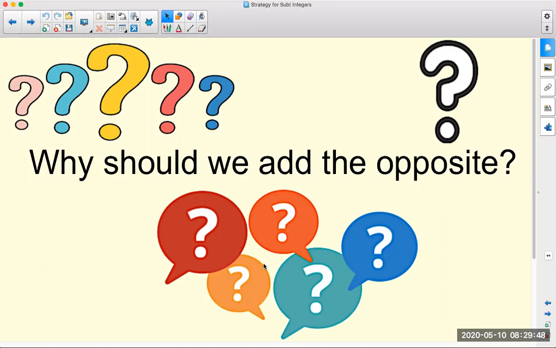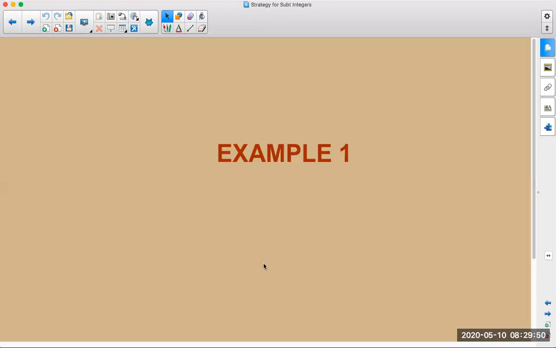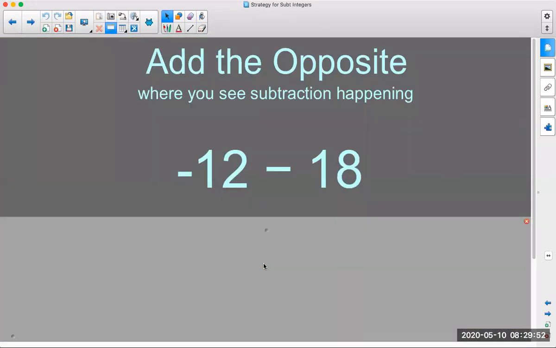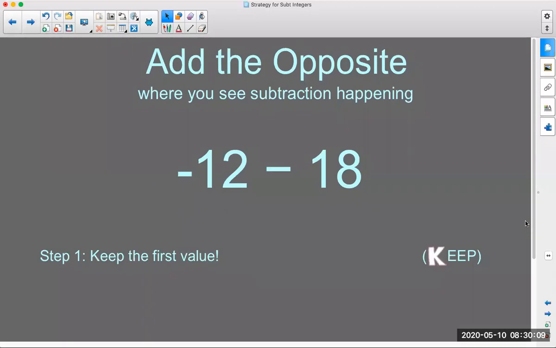Let's do this. Example 1. Add the opposite where you see subtraction happening. Our expression is negative 12 minus 18. So here, when we add the opposite, remember, we're going to use KCF to help us work our way through. So we can rewrite any expression we get as addition. Let's start. The first step is keep the first value. That's the K. So we're going to keep that negative 12. Don't you touch that negative 12. You leave it alone and you do step 2.